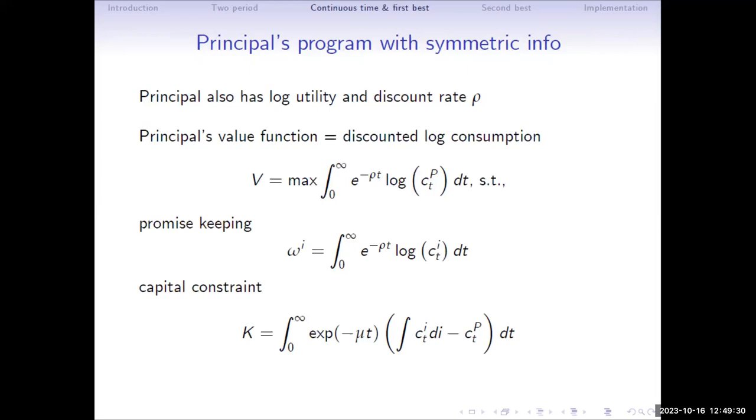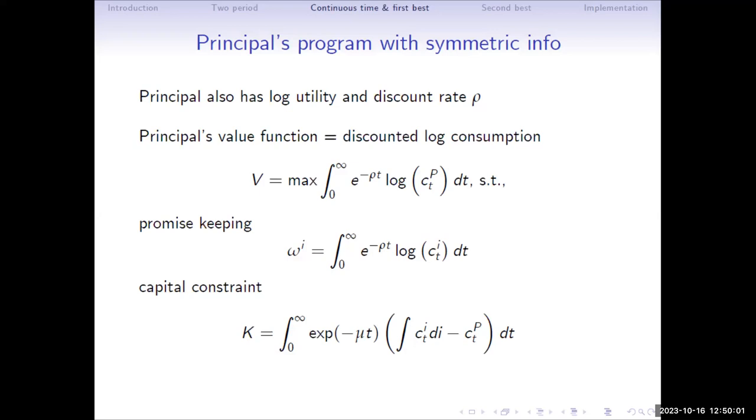So now, this is the problem of the principal. V is the value function of the principal. The principal is going to maximize the present value of her utility of consumption through time. I was going to say expected, but that's not useful because the aggregate is deterministic and the principal's consumption is deterministic. So at time t, the principal will get C_P(t), and V is the present value of all that.